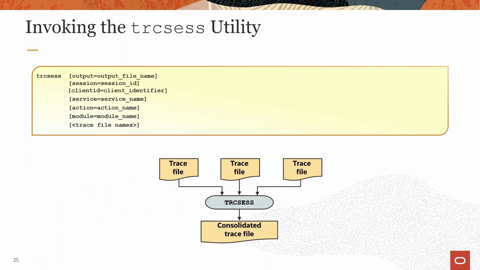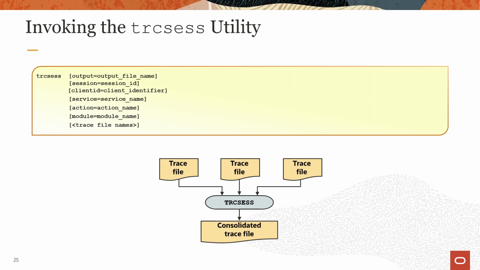You have the output parameter, where you specify the file where the consolidated trace file should be generated. You can then also specify which trace files of which session ID should be consolidated, or which trace files generated by which client IDs should be consolidated. Same story for trace files that have been generated against a service name, an action name, or a module name. You can even specify the list of trace file names separated by spaces in which the trcsess utility should look for trace information.